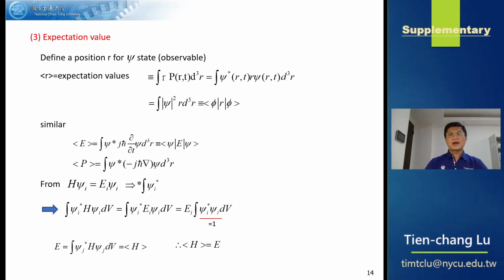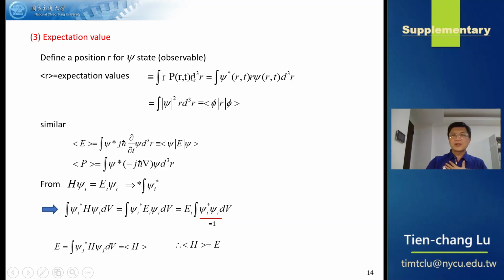And then comes the expectation values. Define the position R of the phi state, because R is an observable parameter. So what exactly is R for the phi state? We can write this bracket R as an expectation value. How do we write down these expectation values? We use the probability density, multiply it with R, and integrate over the space. That will give us the expectation value of R.